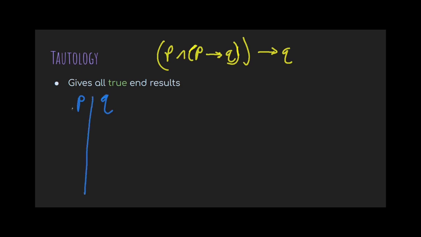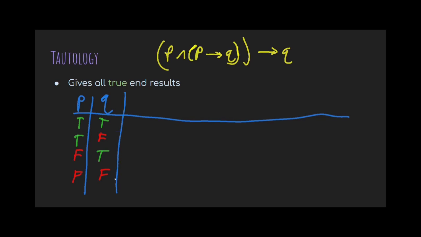I'm going to put them into their own columns. I'm going to extend this line as far as possible. I don't know how much space we're going to need. And then we're going to do the basic setup for P and Q. We have true, true. I have a true here and true here. And then we're going to have false, false. And that's our basic setup. And now we're going to make a column for P implies Q.